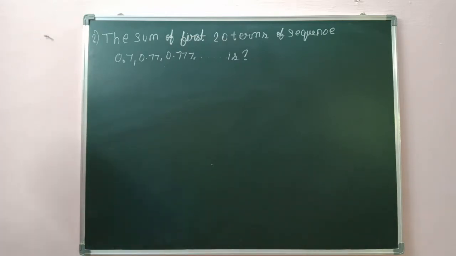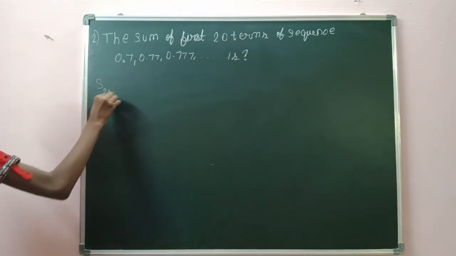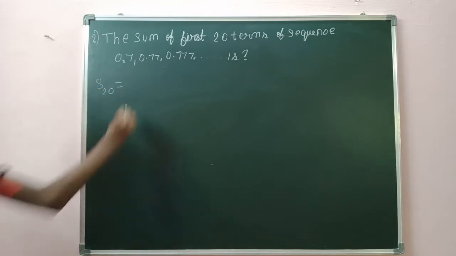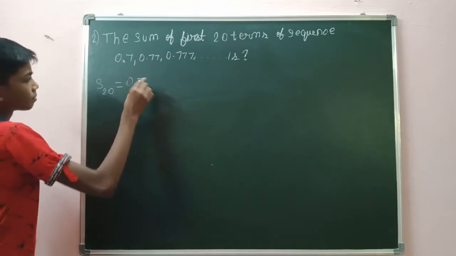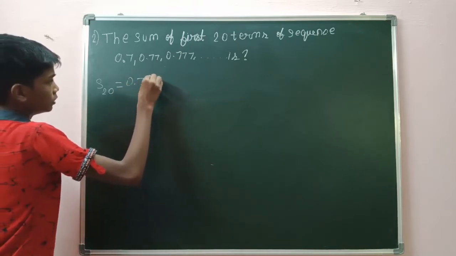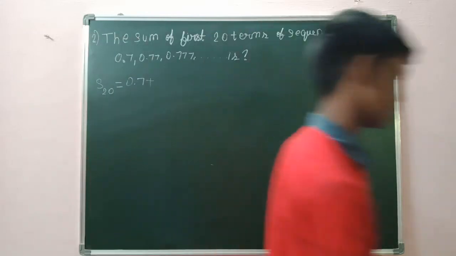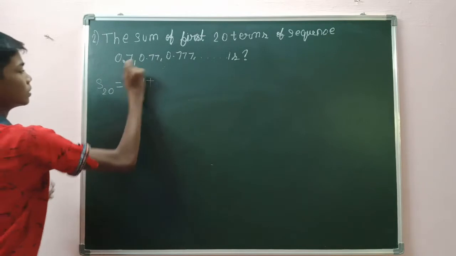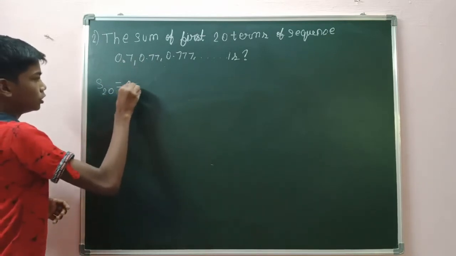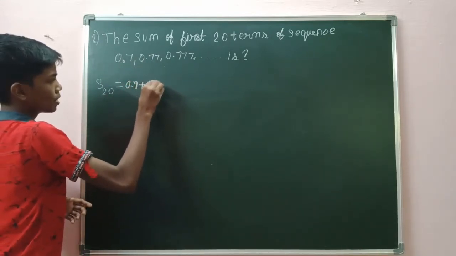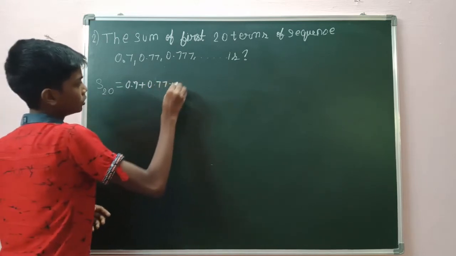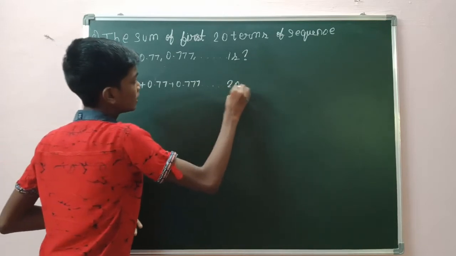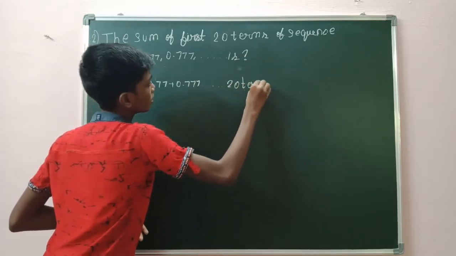So people, they are asking the sum of the first 20 terms. Let me write the sum of the first 20 terms as S20. That is nothing but 0.7 plus 0.77 plus 0.777, all the way up to 20 terms. Like that it is going.